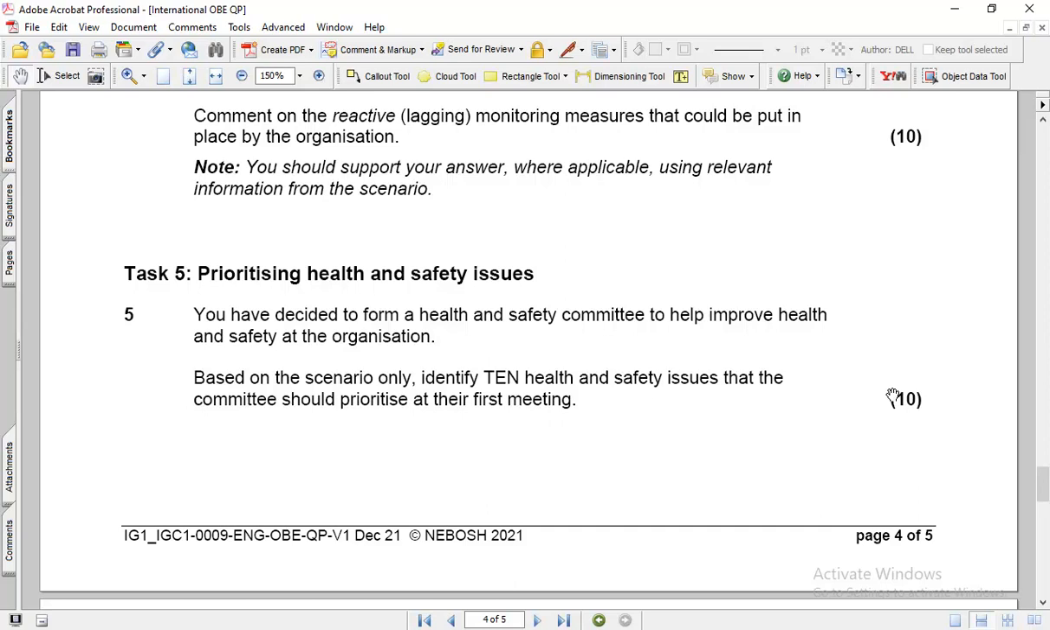We have a 10 marks task and we have to detail 10 health and safety issues that need to be concerned in the very first meeting once the health and safety committee is arranged. So we have to discuss 10 issues regarding health and safety in the committee meeting. This information should be taken from the scenario only. We are not allowed to use any external source of information.